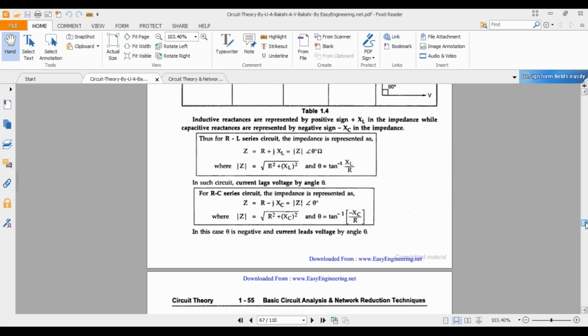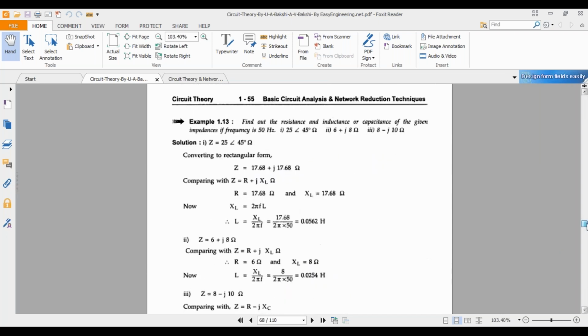Now, based upon this one, we will be seeing the circuits of RL, RC and RLC series circuits and parallel circuits. Now, we'll try to understand this one. We'll try to solve this problem. Find out the resistance and inductance or capacitance of the given impedances.